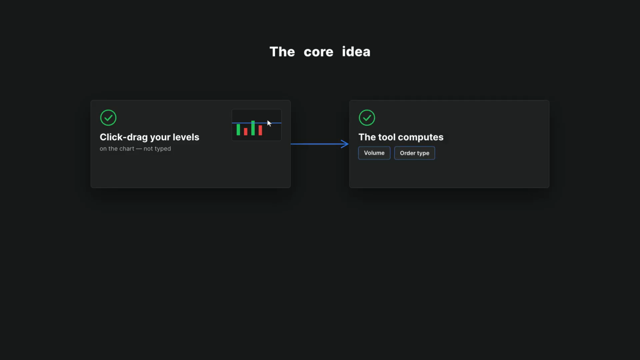And that's the core idea. Click and drag your levels straight on the chart instead of typing them into a form, and let the tool handle the volume and order type calculations for you.